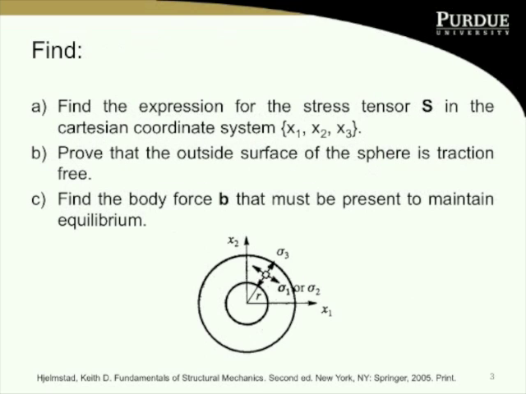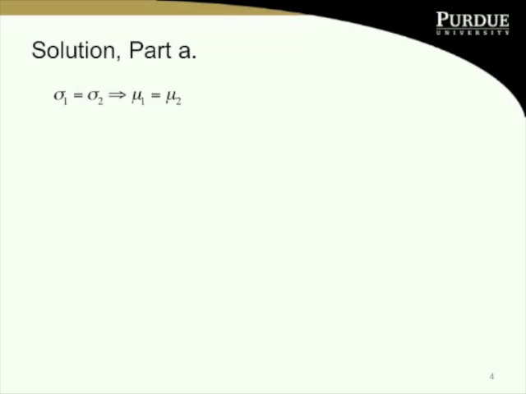We're asked to find A, the expression for the stress tensor S in the Cartesian coordinate system. B, we're asked to prove that the outside surface of the sphere is traction-free. And C, we're asked to find the body force B that must be present to maintain equilibrium.